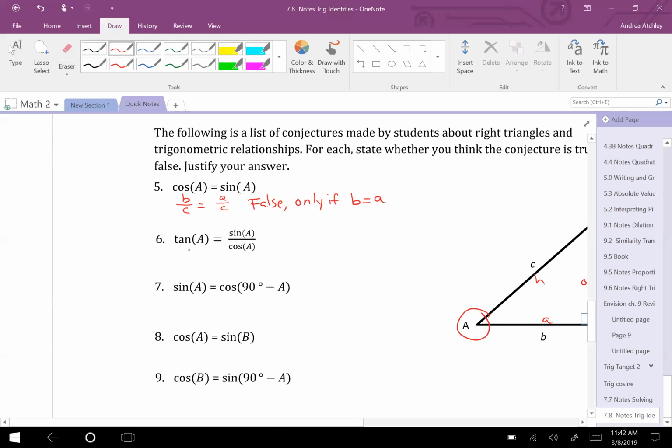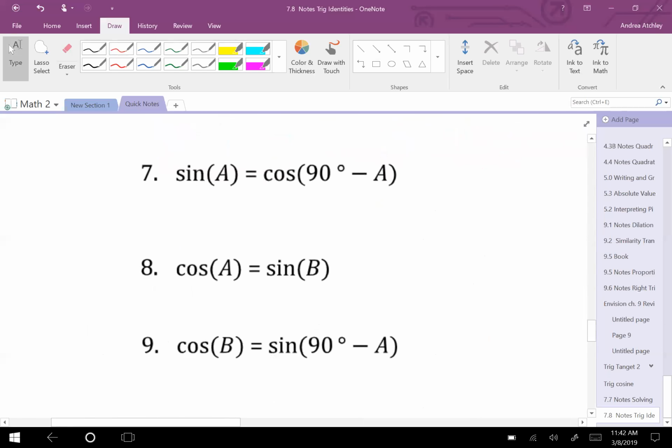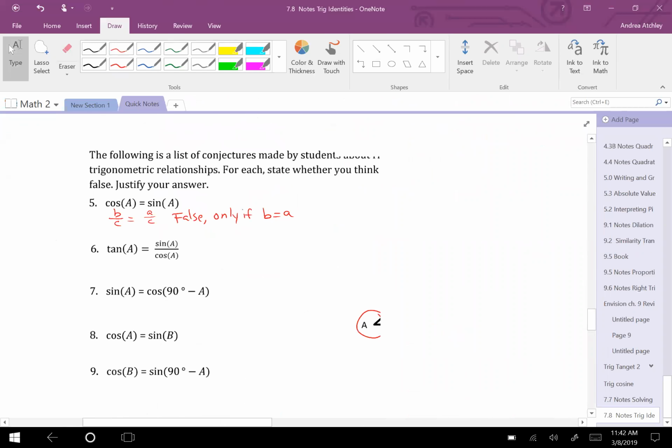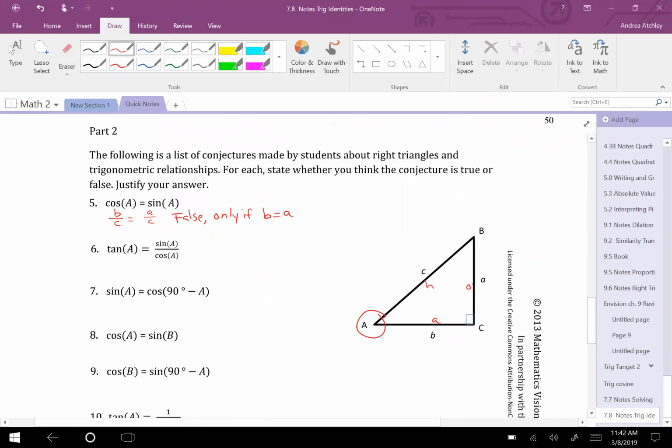Okay, tangent of A, is that equal to the sine of A divided by the cosine of A? We kind of already talked about this in one of our sections, I think in our cosine section. So let's prove that. The tangent of A in my triangle, tangent is opposite over adjacent, so A over B. Is that equal to the sine of A? Sine of A was opposite A over C, divided by the cosine of A, which was B over C.